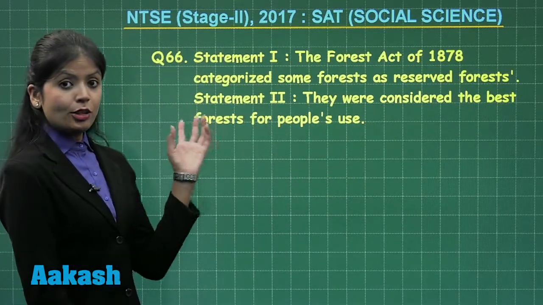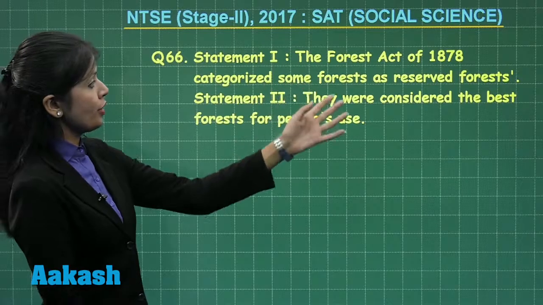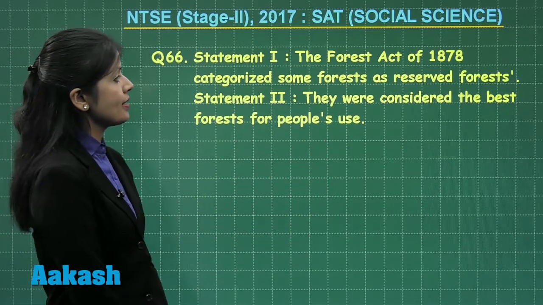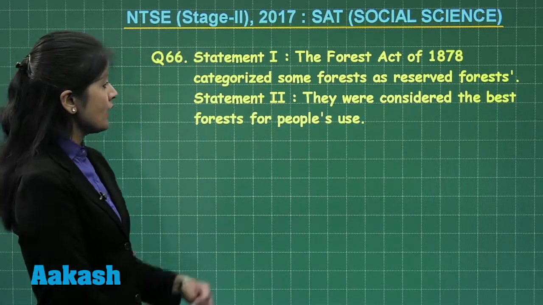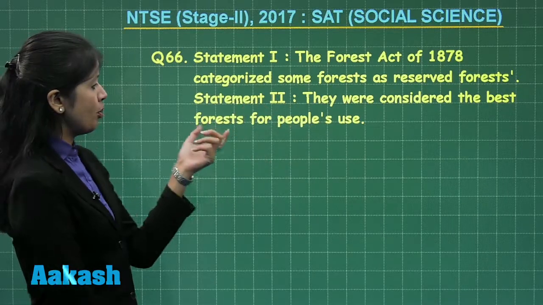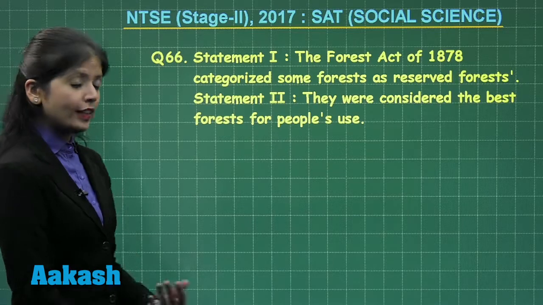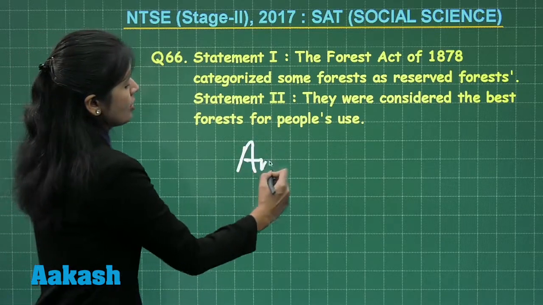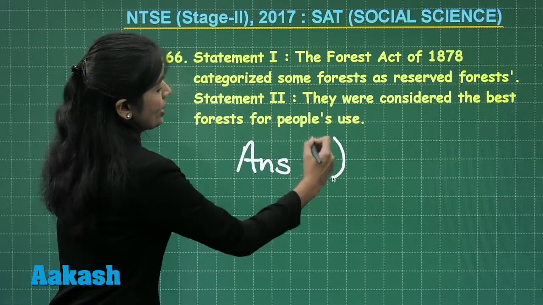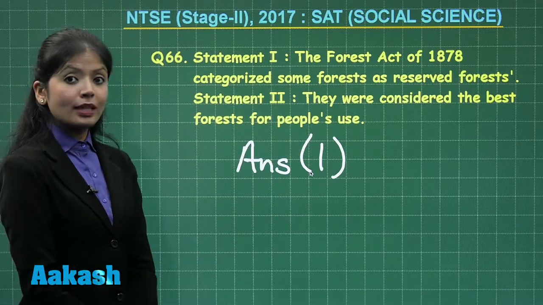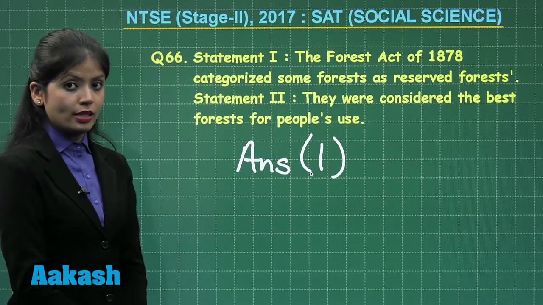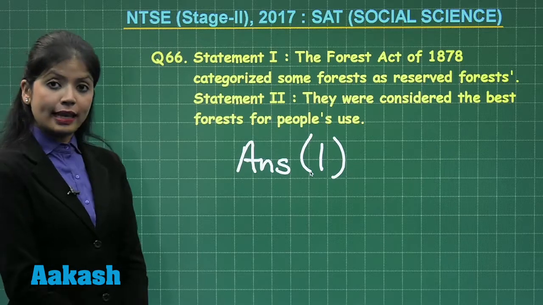Now, looking at question number 66, statement 1 says the Forest Act of 1878 categorized some forests as reserve forests. Statement 2 says they were considered the best forests for people's use. Now, when we read both of them together, we can easily identify that the answer should be 1, where statement 1 is correct but statement 2 is false. Let's move on to the next question.